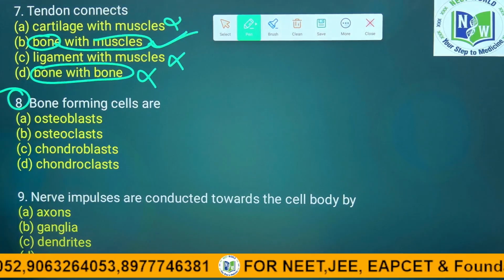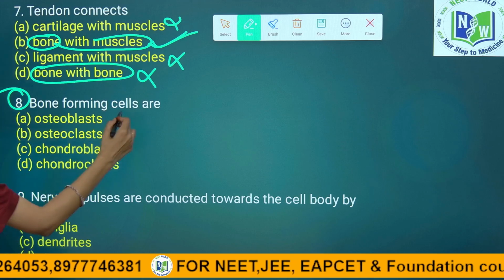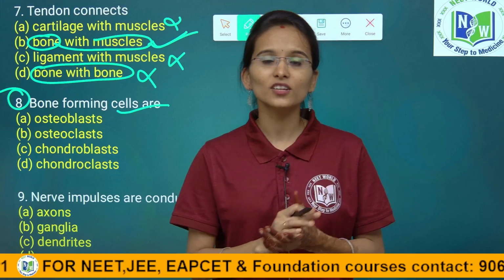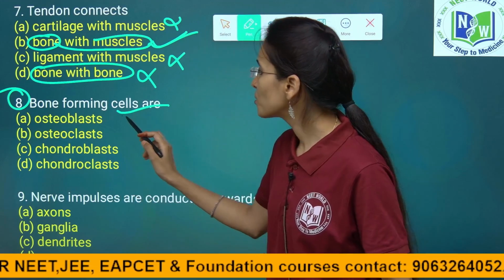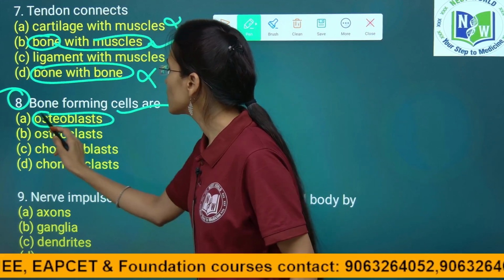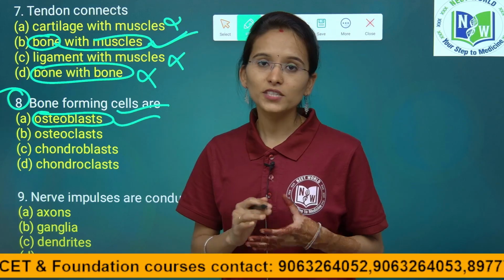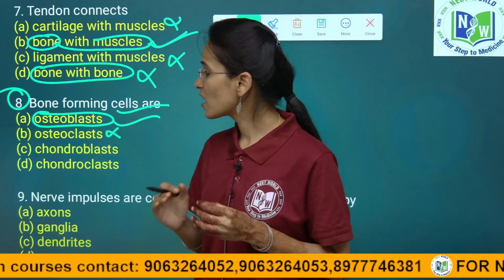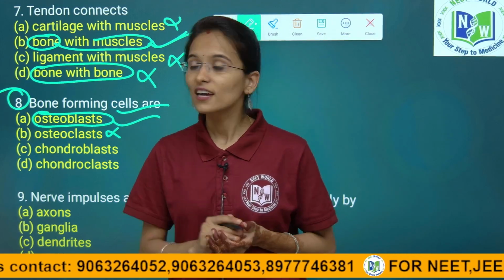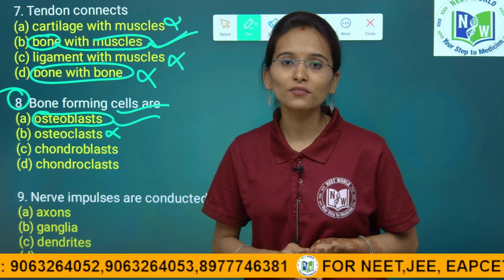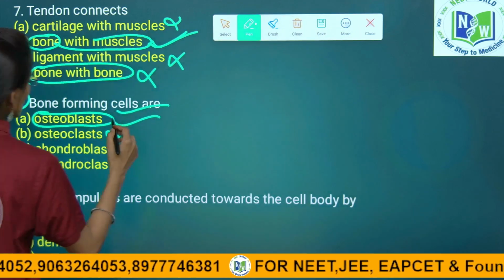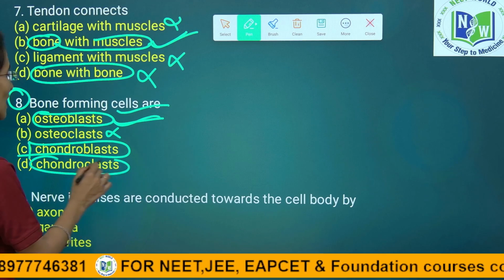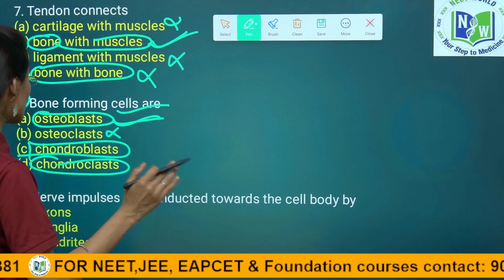Yes, next, coming towards the 8th question. Bone forming cells are called as, see students, the cells which are present inside the rigid tissue, that is bone tissue, those are called osteoblast. So option A will be the right option. Whereas coming towards option B, osteoclast, this will be the wrong option, because osteoclasts are going to break down the older bone cells, whereas the new bone cells are always formed by the cells called osteoblast.